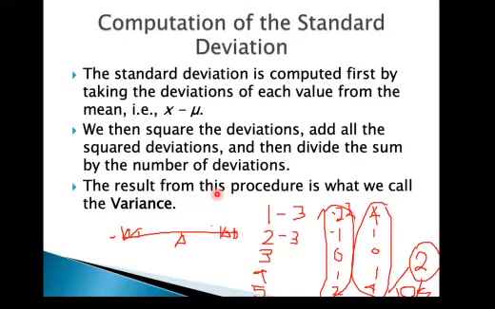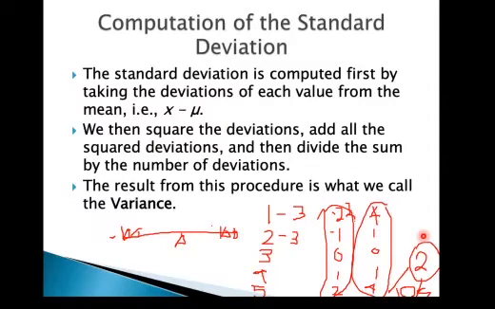So I have 5 patients whose ages are 1, 2, 3, 4, and 5. The mean age of my 5 patients is 3 years old, and the variance is 2. The unit is years squared, because we squared the deviations from the mean. So we say that the variance is 2 years squared.